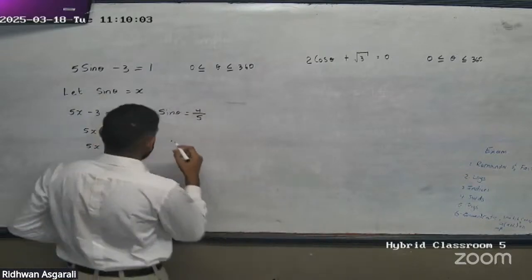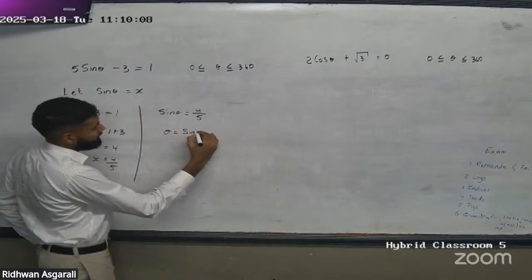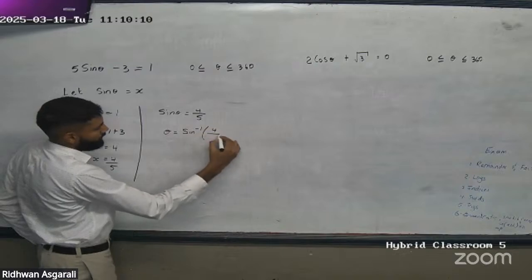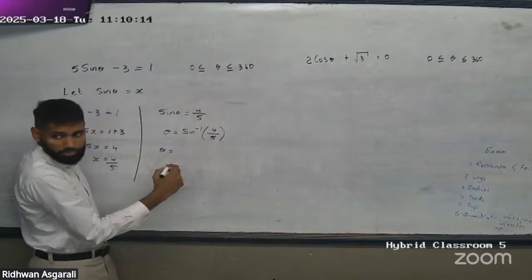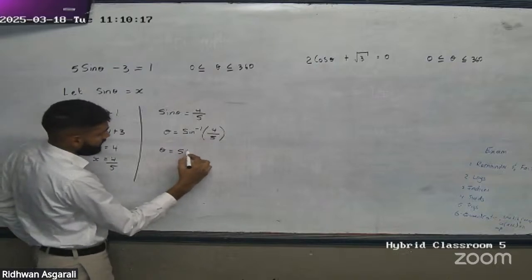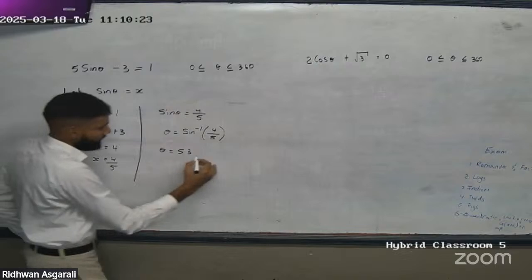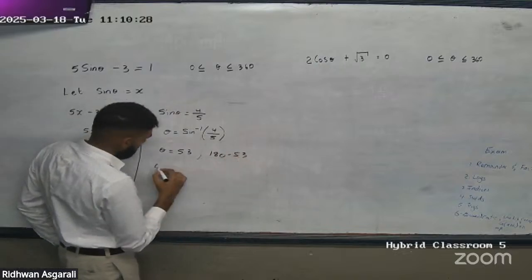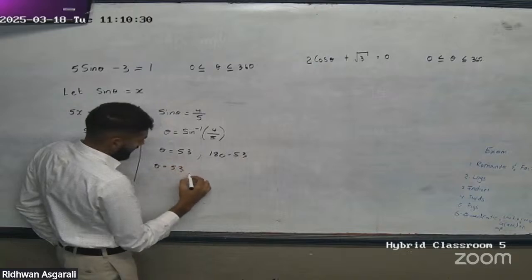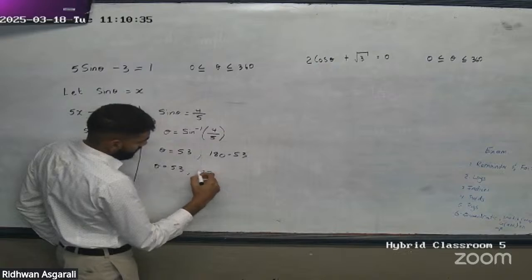Right, so theta here is sine inverse of 4 on 5. Theta is what? How much is this? 53. So sine is positive in which quadrants? The first one and the second. So that means we do 180 minus 53. So we have theta is 53 and 127.